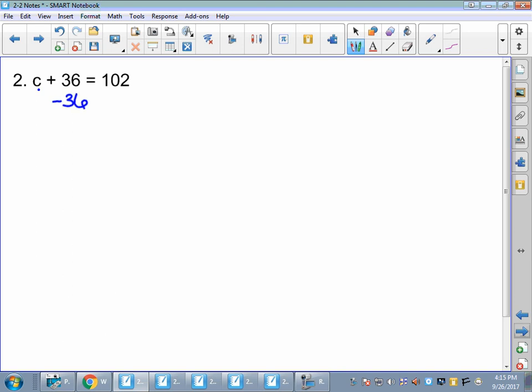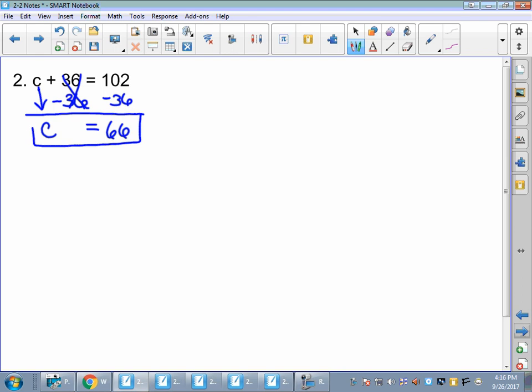Whatever I do to one side, I have to do the other. This is that subtraction property. So I'm going to subtract 36 from the 102 as well. I'm going to bring down my C value. Again, if you want to put plus 0 or just cancel it out, try to line up your equal sign on each side. C is equal to 102, take away 36, which is 66.